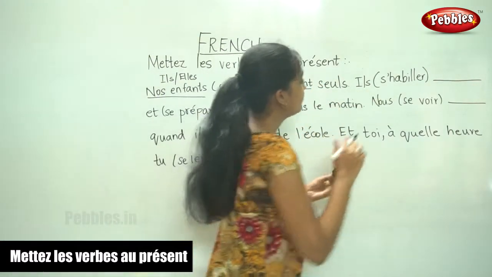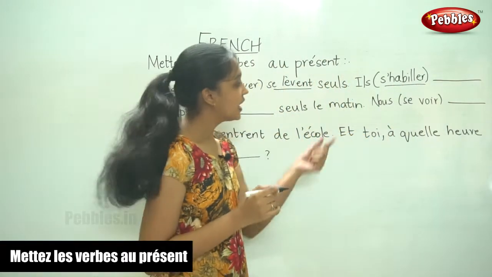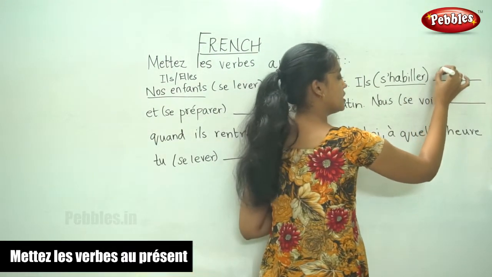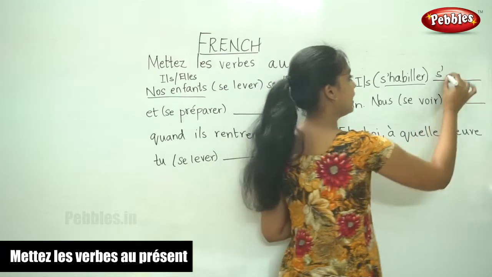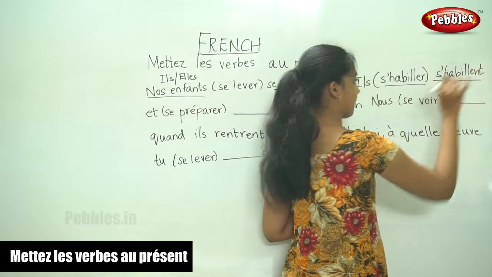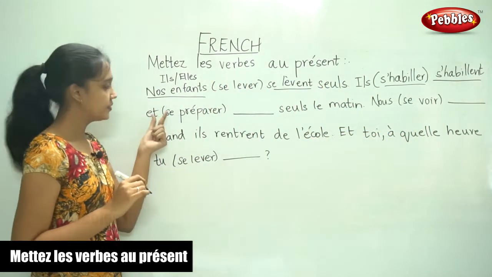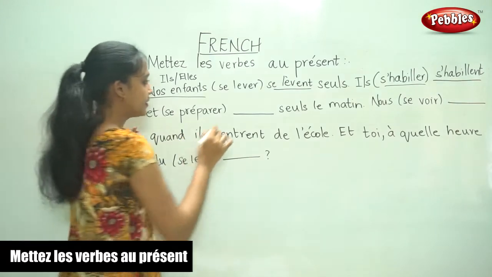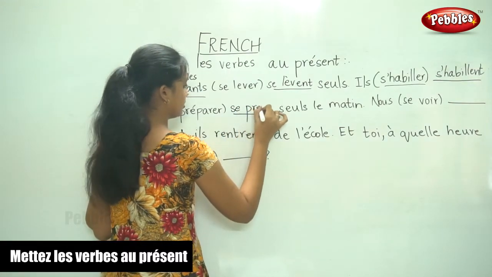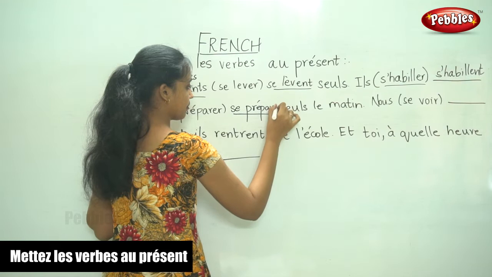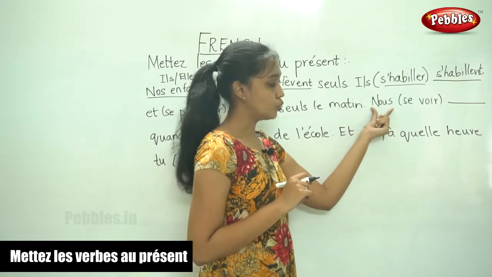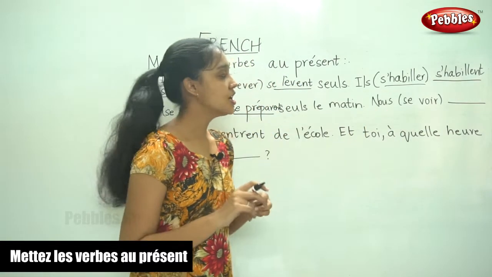Il, and the verb given is s'habiller. Again now the subject is il, so se, and for il it is habille. Il s'habille et se préparer is the verb. Again se préparer becomes prépare. Se prépare le matin.